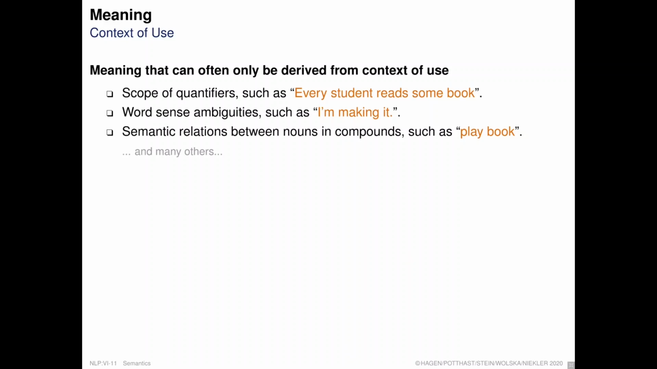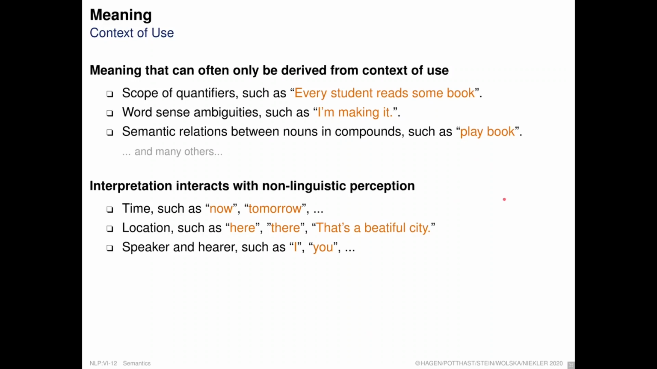So these are all specific areas of computational semantics that are active research areas in semantics. There are also phenomena in semantics that are outside of the literal meaning of a sentence, that cannot be derived just from the words of a sentence.